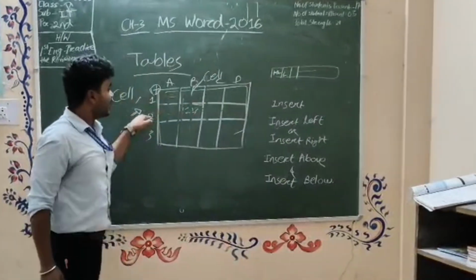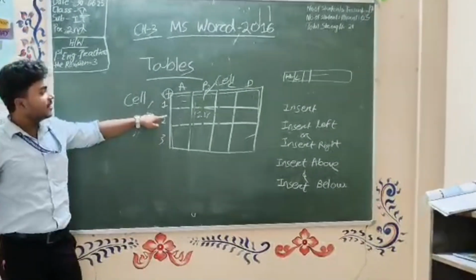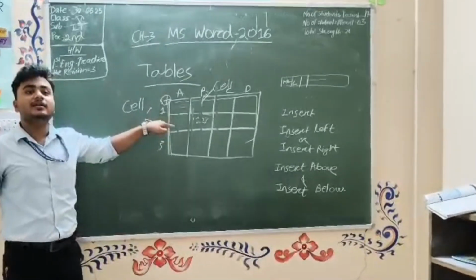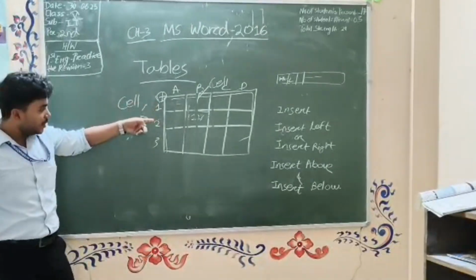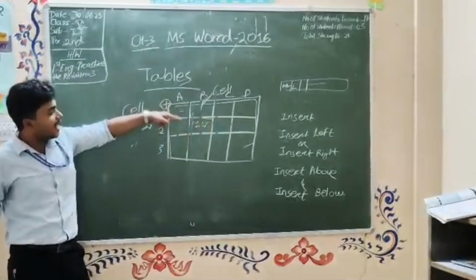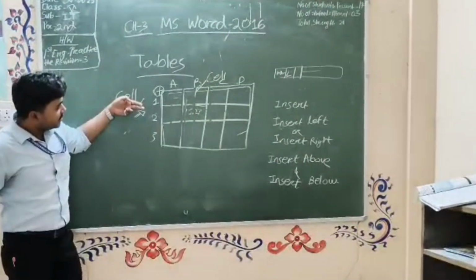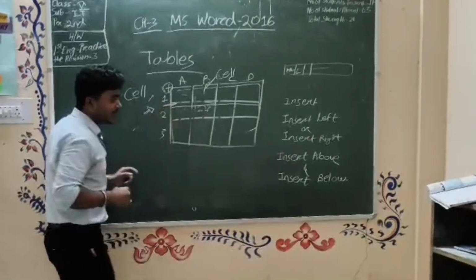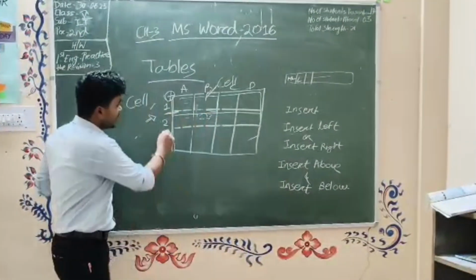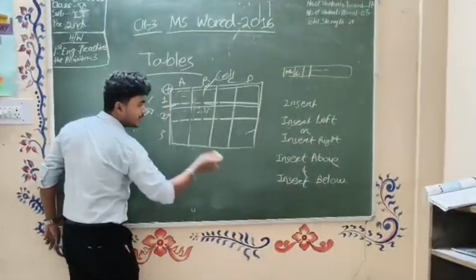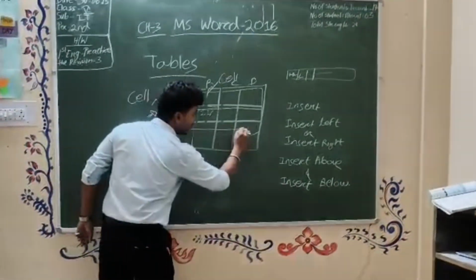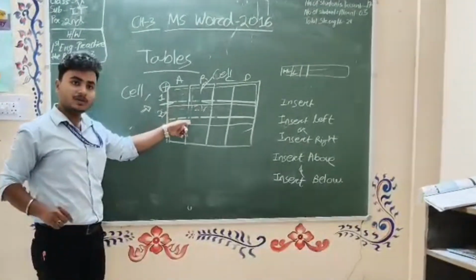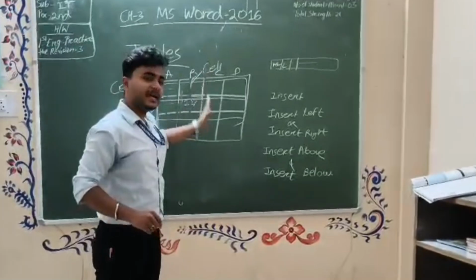Hey, listen. When I insert above row number 2, where is the row placed? Between 1 and 2, because I select this row and insert above it, so the new row appears here. When I insert below, I select this row and insert below it, so a row is created here. So this is insert above, insert below, and for columns it is insert left and insert right. Got it?